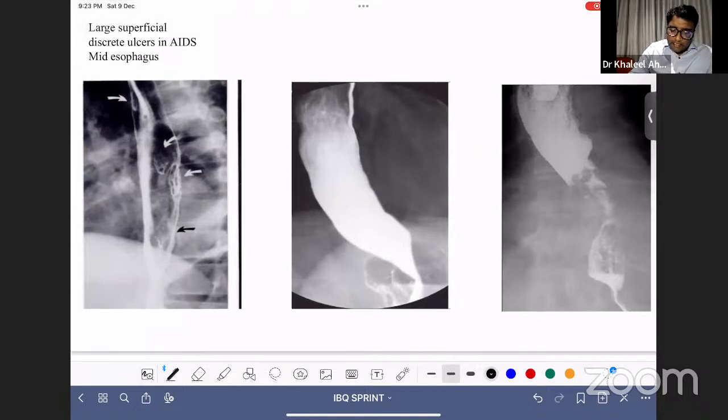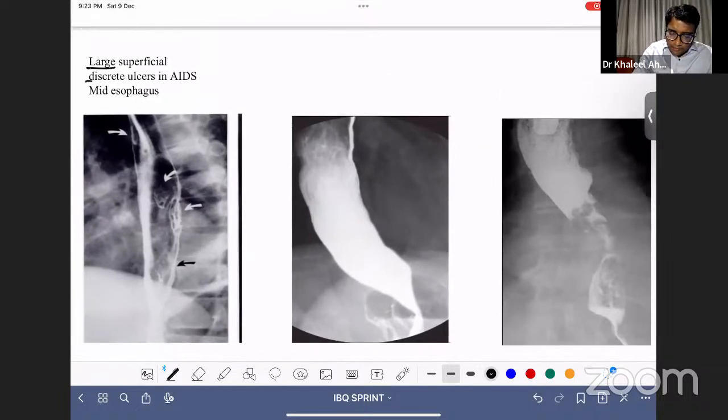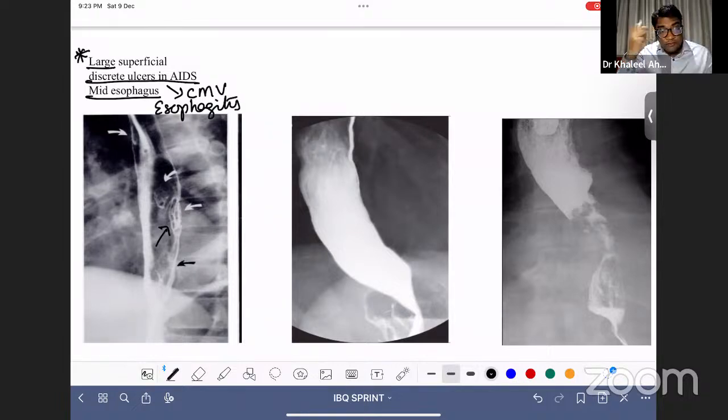And where do you see large discrete ulcers in the mid-esophagus in AIDS patients? Large linear ulcers seen in the mid-esophagus. In which condition do you see this? AIDS patient with large linear ulcers, think of CMV esophagitis, which also occurs in immunocompromised individuals. Do remember CMV esophagitis has large ulcers, and superficial ulcers giving a shaggy esophagus appearance is Candida esophagitis. This I hope you all know.